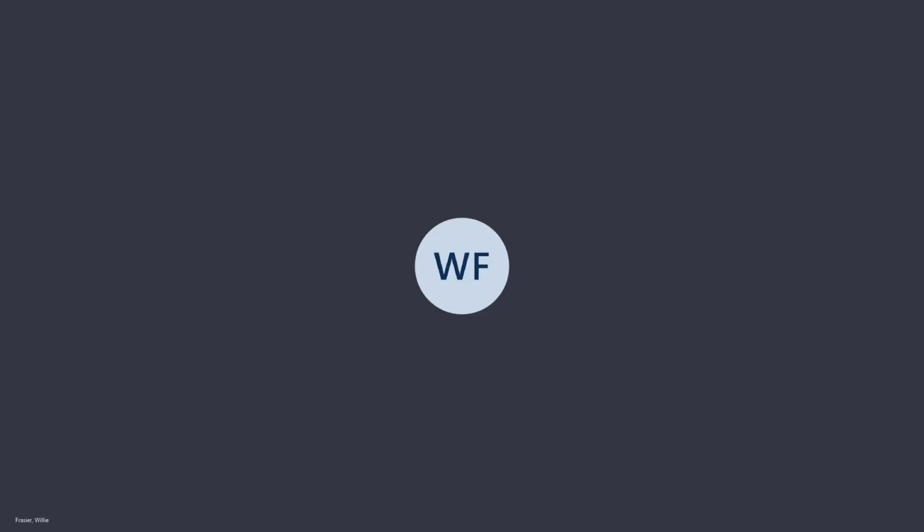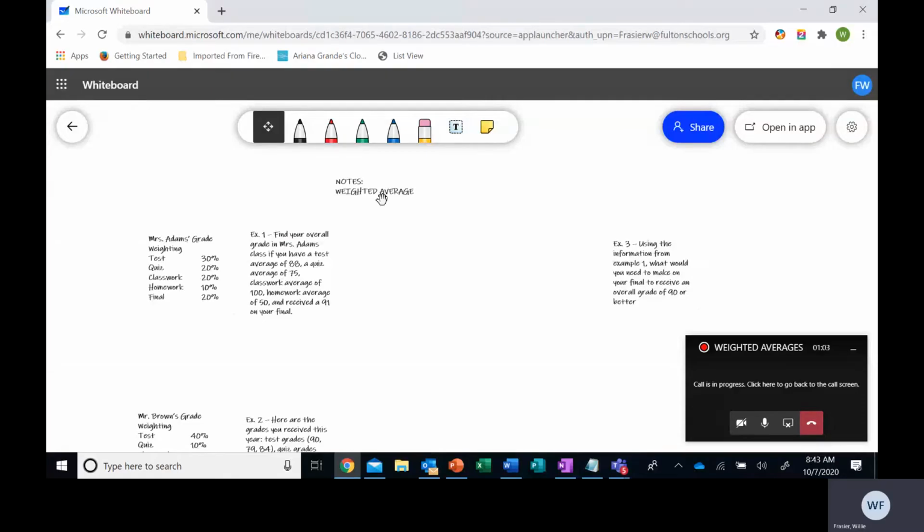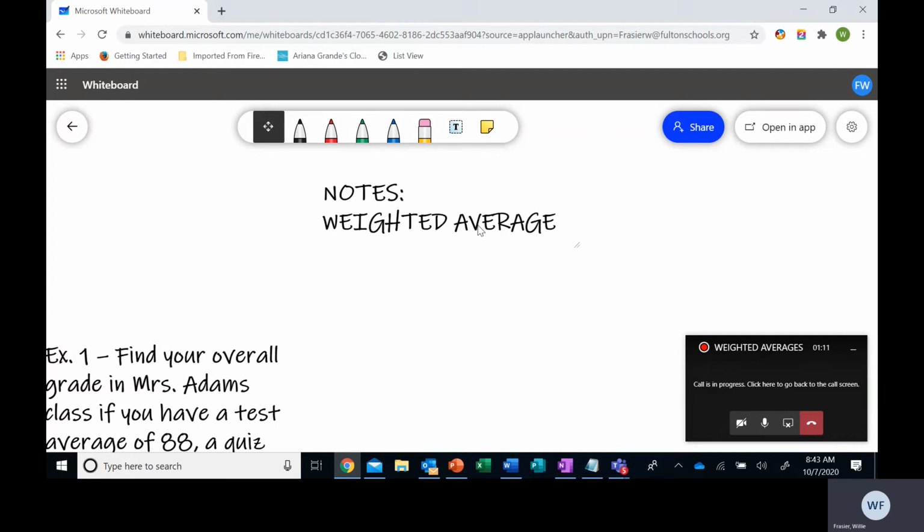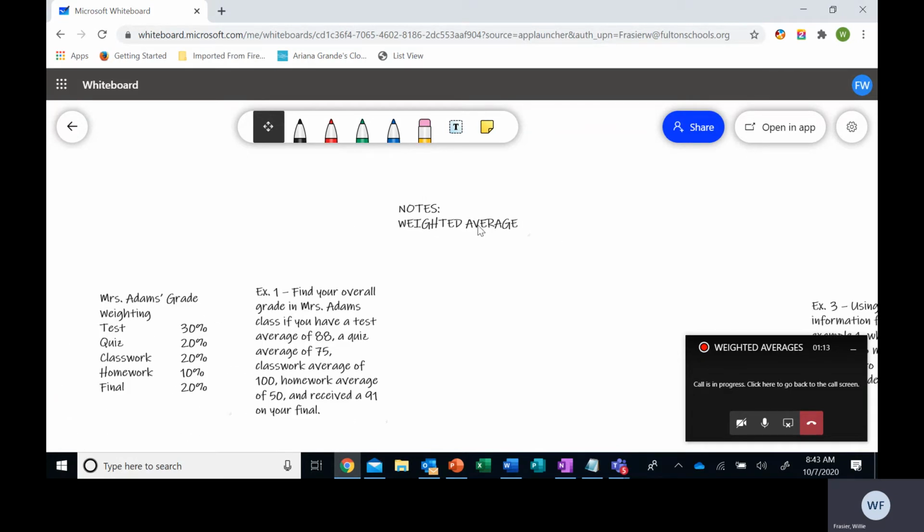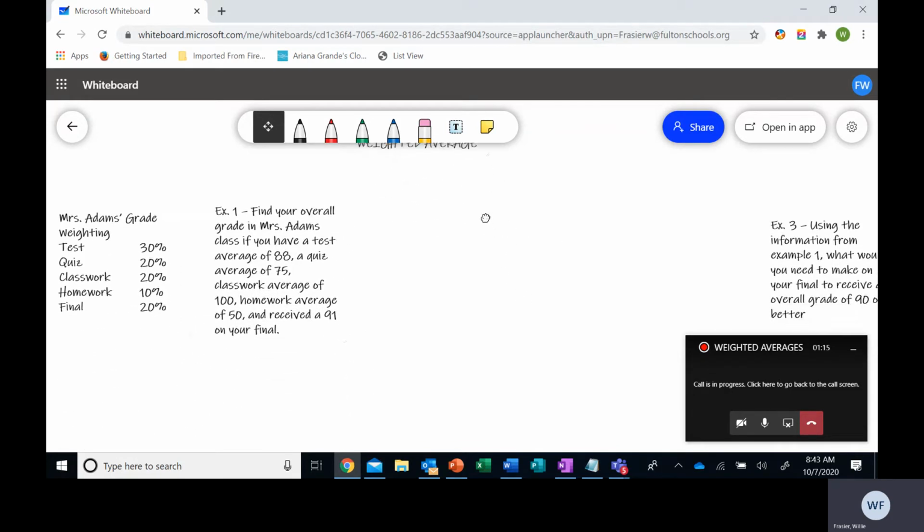In today's class, we are going to talk about weighted average. The best way to do that is to just go ahead and do some problems to see how we actually use weighted average. This is what we use as teachers to give weight to different categories of your grade, like the test, quiz, classwork, homework, and your final grade.